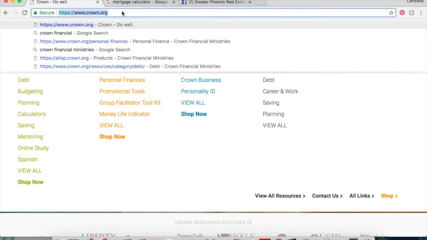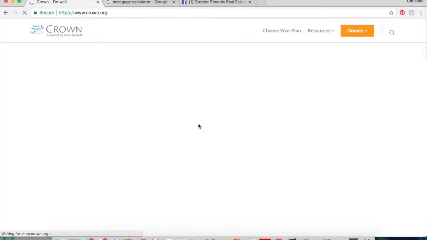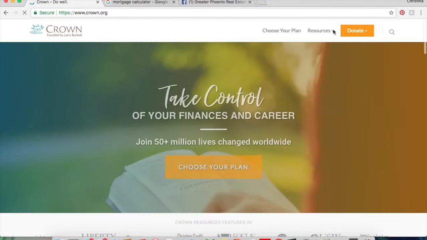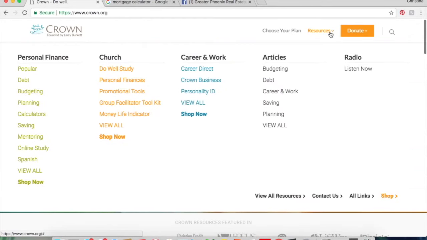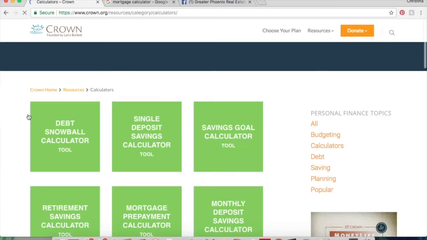So if you're at crown.org, and this is the home page here, you're going to come up to the resources tab. They do update the website from time to time, so occasionally you'll have to find that again. Under resources, we come over to personal finance, and you can see calculators. So we're going to click on calculators.